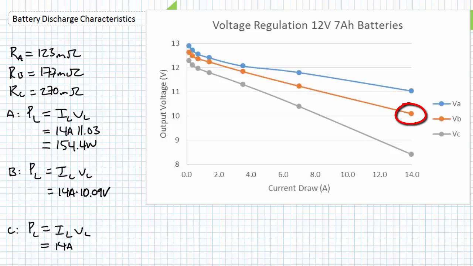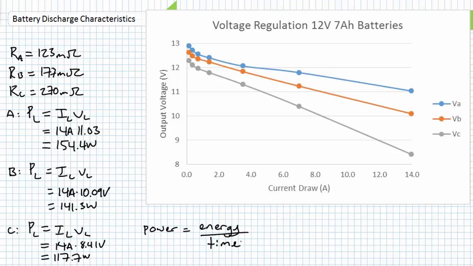The voltage across the electrical load is approximately 10.09 volts for Battery B when it delivers 14 amps. Therefore, Battery B is delivering approximately 141.3 watts of power to the electrical load. The voltage across the electrical load is only approximately 8.41 volts for Battery C when it delivers 14 amps. Therefore, Battery C is delivering only approximately 117.7 watts of power to the electrical load. At a dead sprint, Battery C does not have the instantaneous power output of Battery A or B.